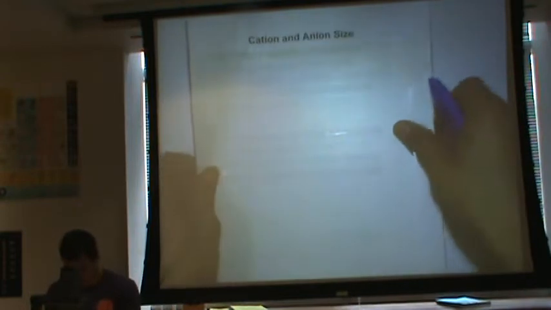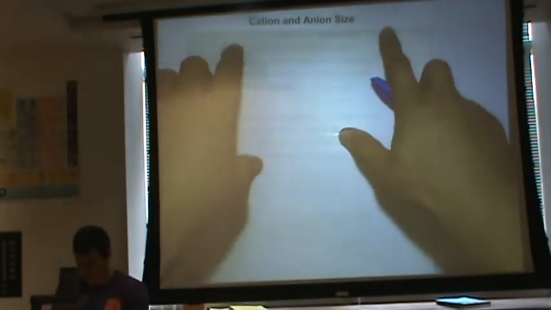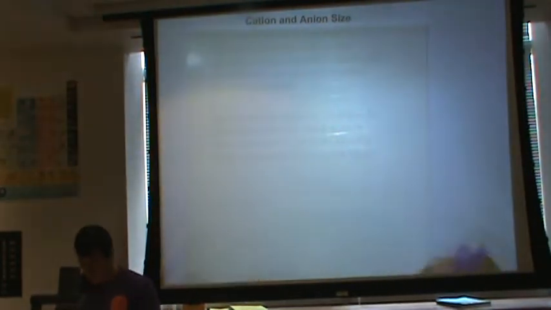All right. Now let's talk about cations and anion size. And let's get a piece of paper so that we can gloss this. So now we're going to talk about the sizes of cations and anions as you add electrons.